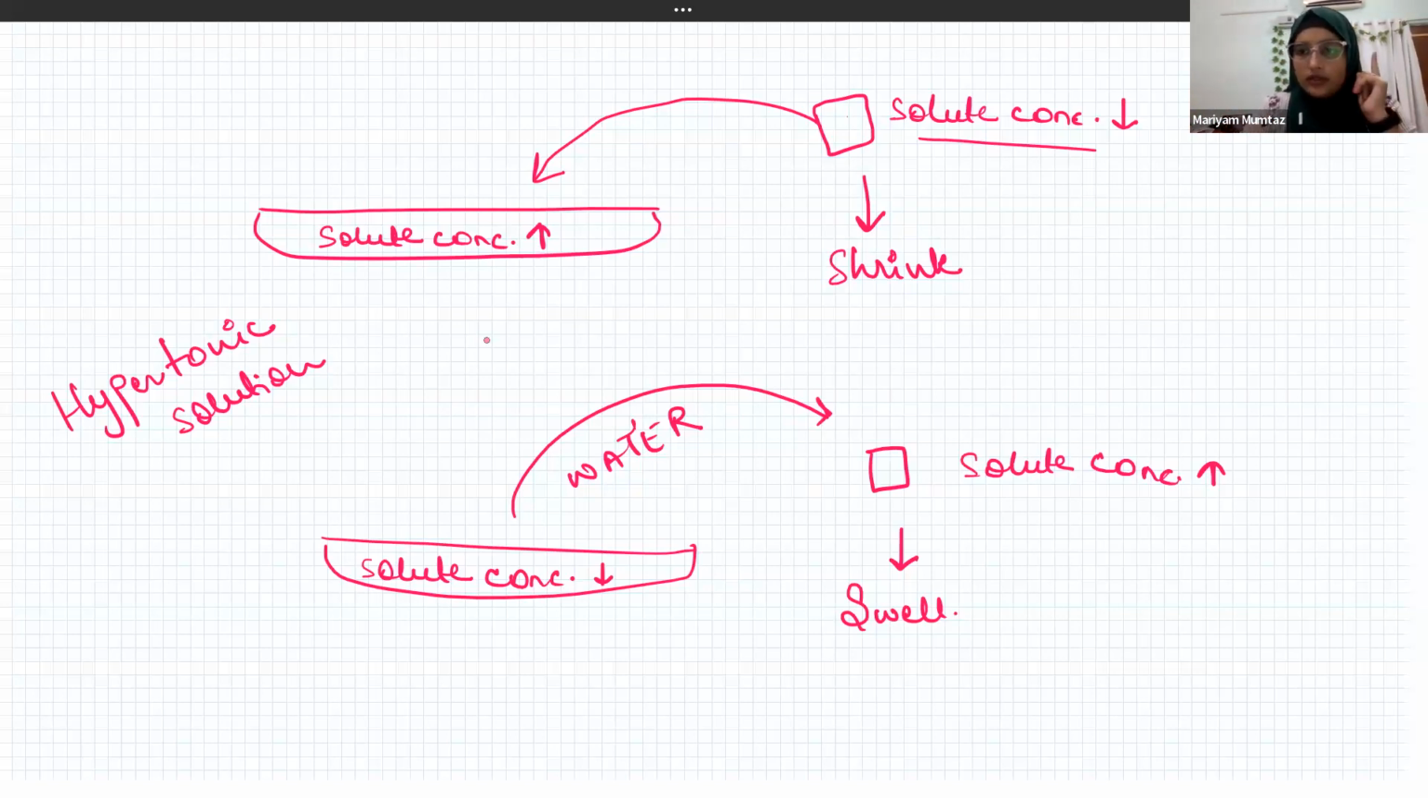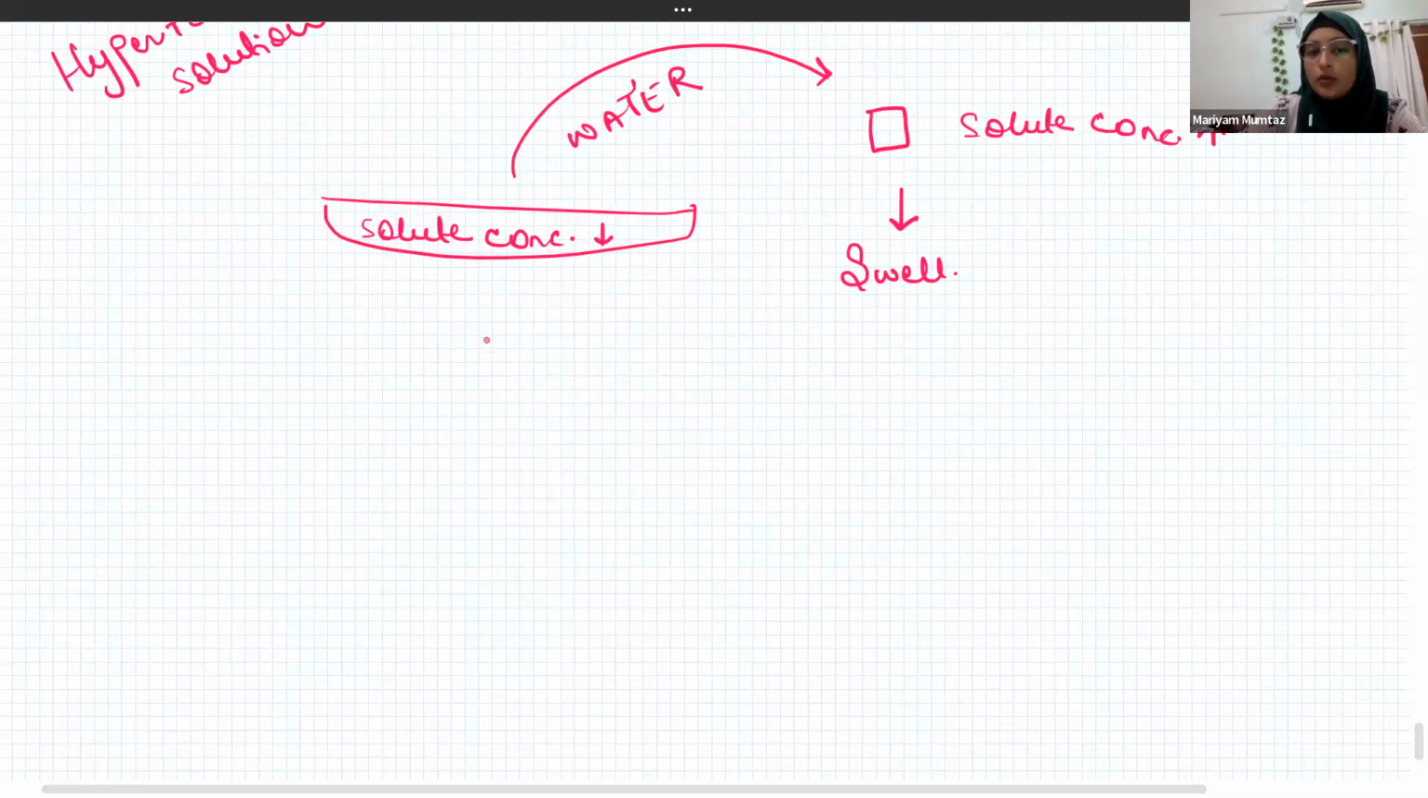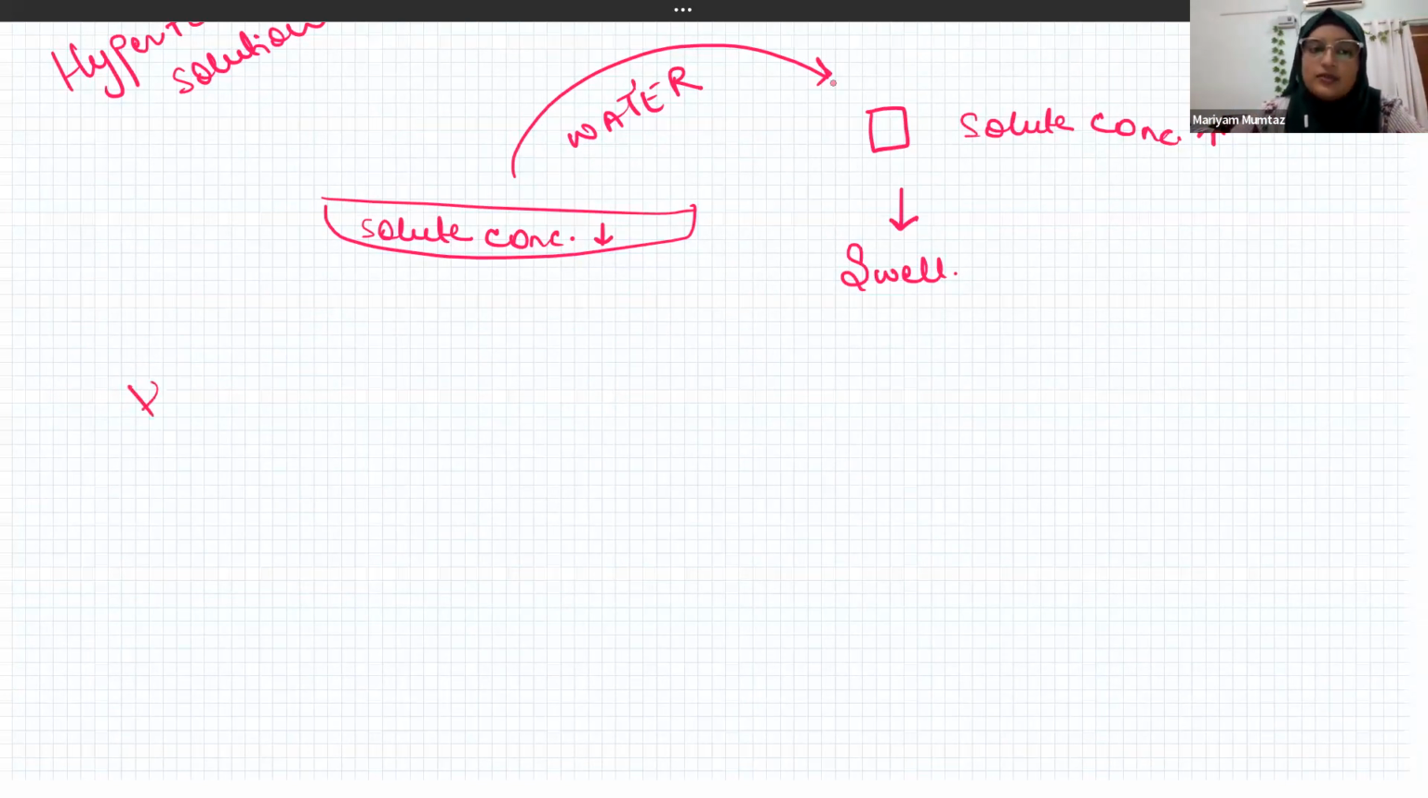So don't get confused by solute. Always think about the water. And always remember that example that I took this much of water and 5 spoons of sugar. Now, this particular thing wherein the water is moving inside the cell and it is causing the cell to get swollen up or to burst, that is known as hypotonic solution. All right, very nice.